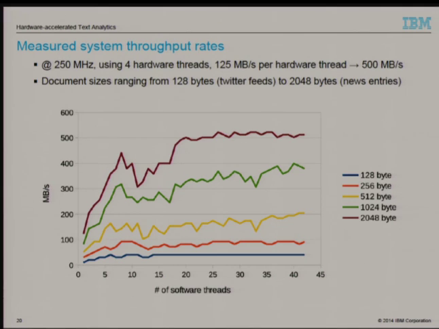And so what we saw was, even though we were using this coalescing mechanism with small documents of 128 bytes or 256 bytes, we were not able to get the full throughput of the system in this case. Only with larger documents of 2K and some 20-ish software threads was the software able to fully exercise the accelerator.